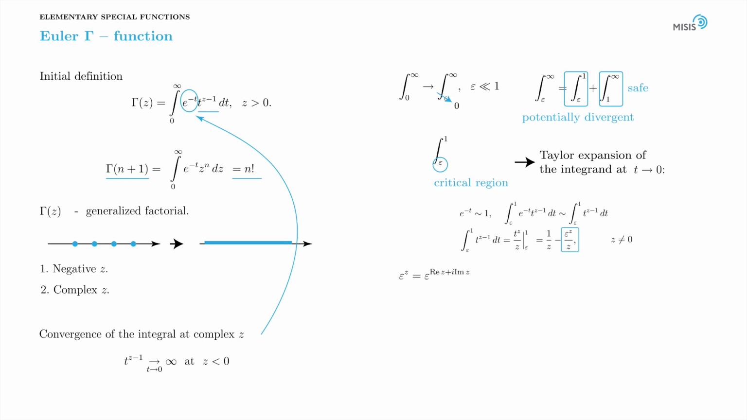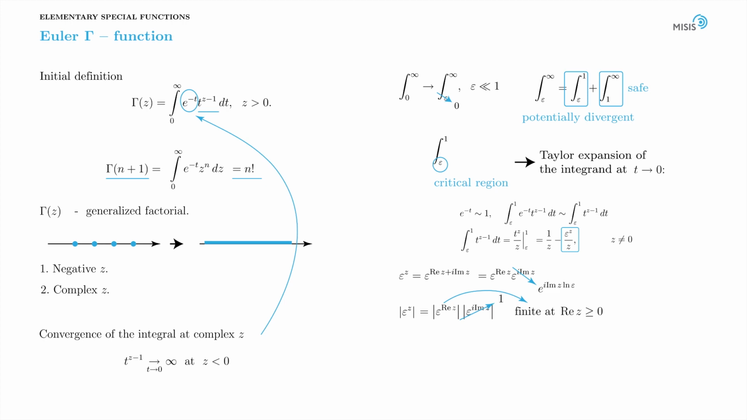We split z into its real and imaginary components, then split the function itself into the product of two parts. Let's first investigate the modulus of epsilon to z. The modulus of the imaginary exponential is 1, and we are left just with epsilon to the real part of z. And the modulus is finite as long as the real part of z is non-negative. So, is it the end of the story?